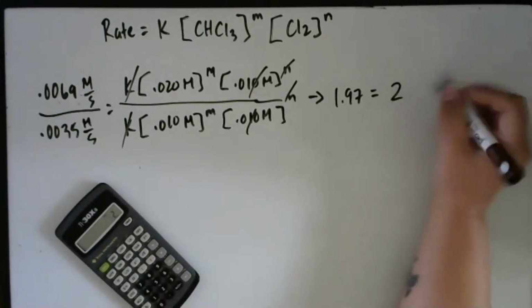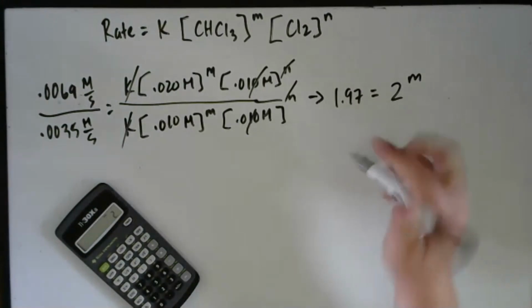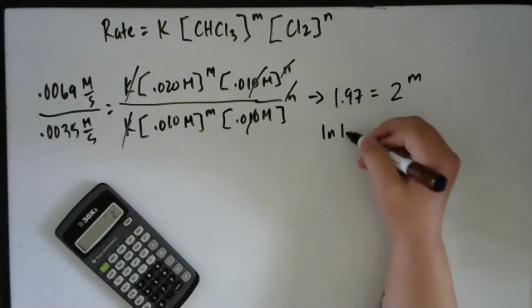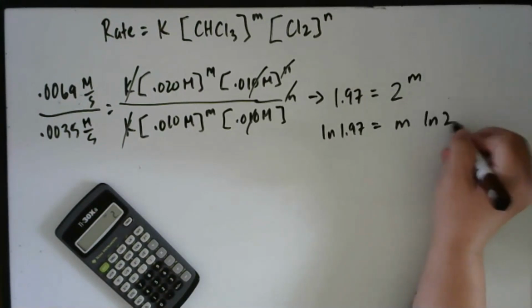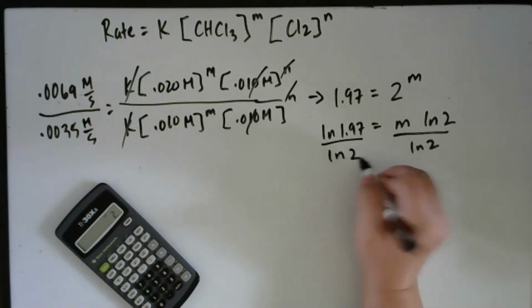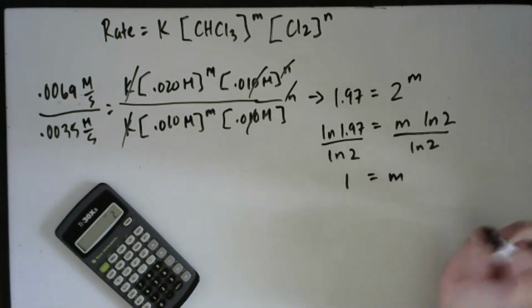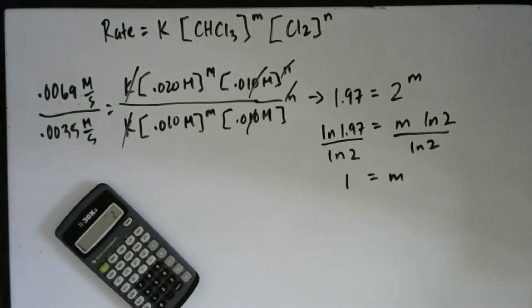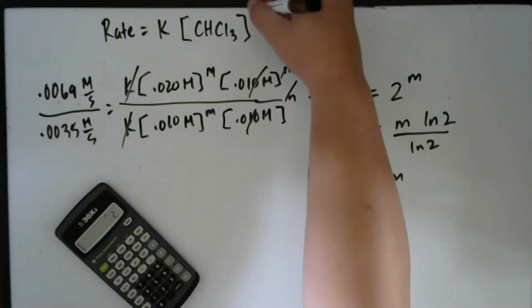I don't know why I put that in my calculator. Anyway, 1.97 equals 2 to the m. So we're going to take the ln of 1.97 equals m times the ln of 2. I think you see where this is going. So you can put a little 1 up there.